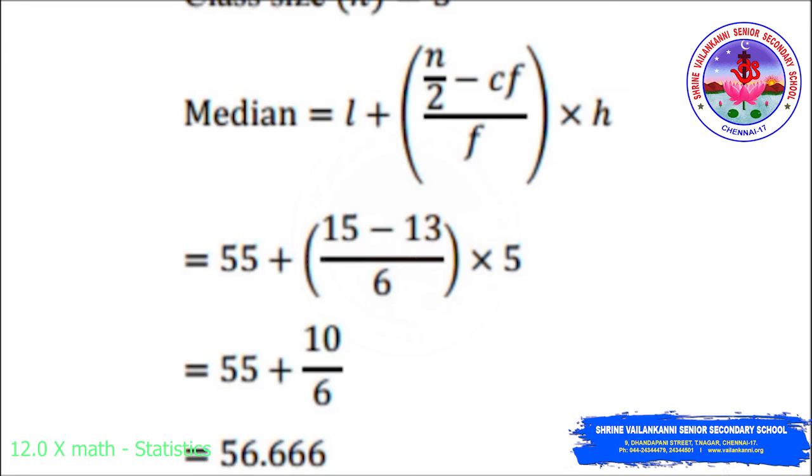I am going to simplify this term. I will be getting 10 divided by 6, which is 1.666. This is added to 55, and I will be getting 56.66. So my median weight will be 56.67 kg.